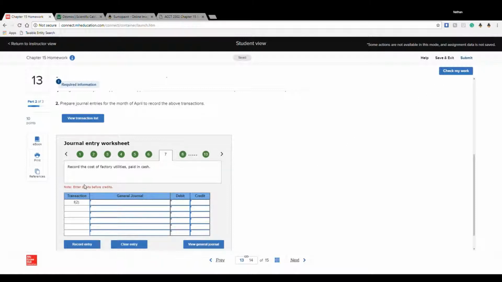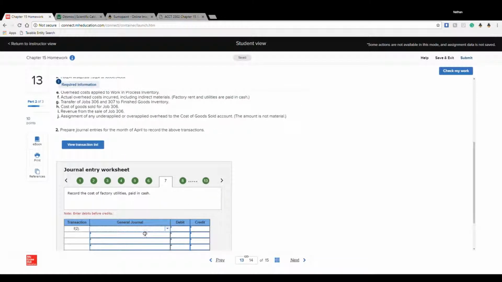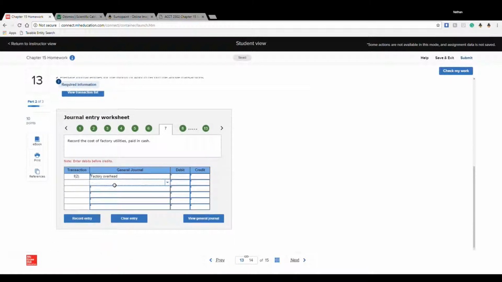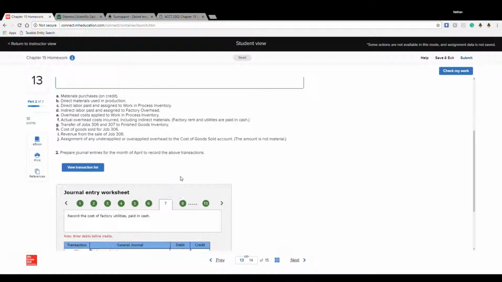Alright, number 7. Record the cost of factory utilities paid in cash. So with this, you take the utilities, which was 22,000. And again, it's factory overhead, because anything that deals with the factory is going to the overhead. Now, we may want to put a note if we can add a note to say what this is, so that in case we want that traceability, we can find it. Cash. And that cost us 22,000.